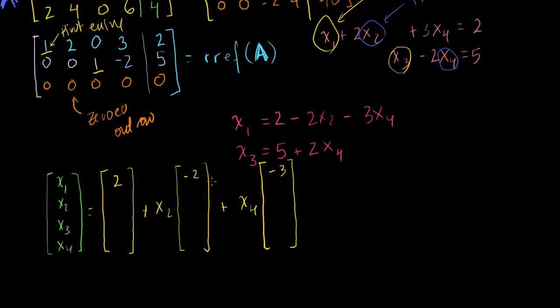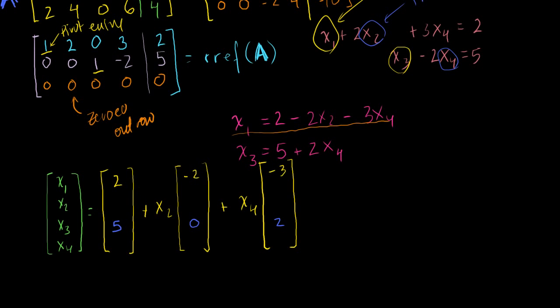These first entries of these vectors just literally represent that equation right there. x1 is equal to 2 plus x2 times minus 2 plus x4 times minus 3. Now, what does x3 equal? x3 is equal to 5. Put that 5 right there. Plus x4 times 2. x2 doesn't apply to it, so we can just put a 0. 0 times x2 plus 2 times x4.